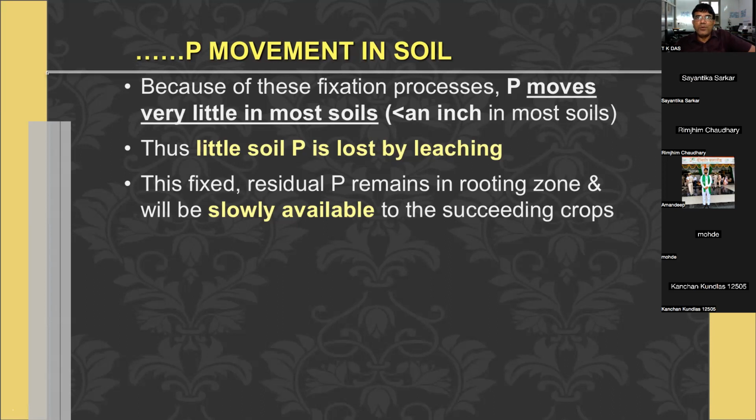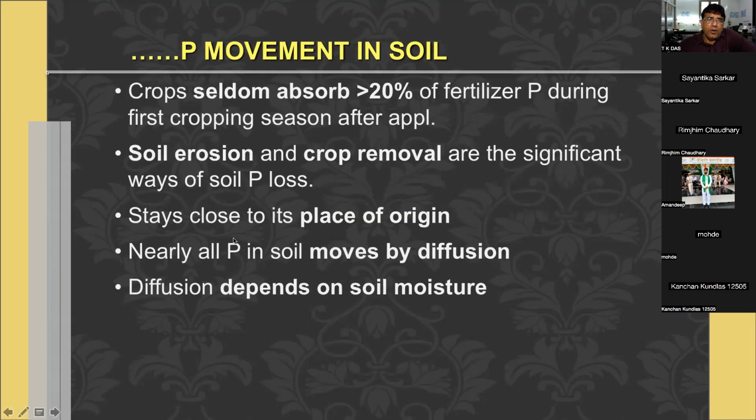Now one trend has come in the northwest plain zone of India where rice-wheat dominate. Many farmers are using DAP in large amounts. Now it has been observed that their soils have very high levels of phosphorus. Crops seldom absorb more than 20% of fertilizer phosphorus. So phosphorus use efficiency of fertilizer P is hardly 10 to 20 or 25%. Soil erosion and crop removal are the significant ways to lose phosphorus. It stays close to the place of origin and does not move much.